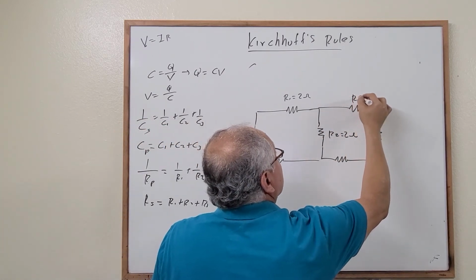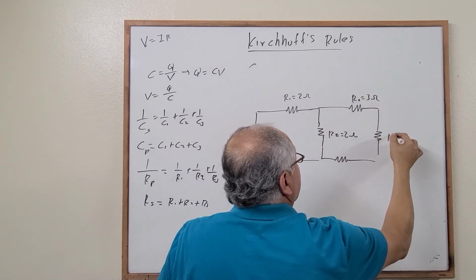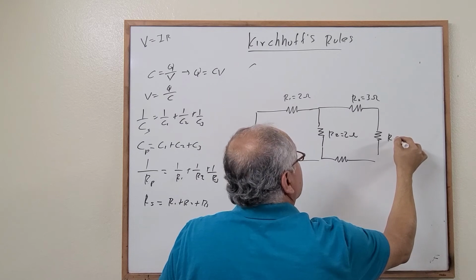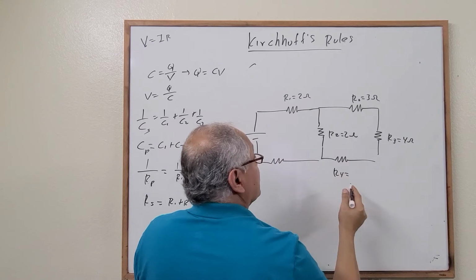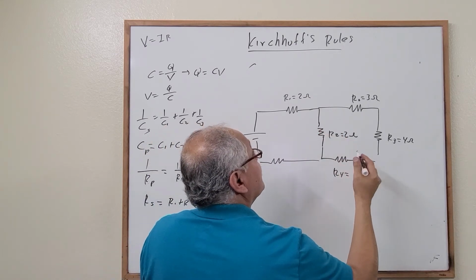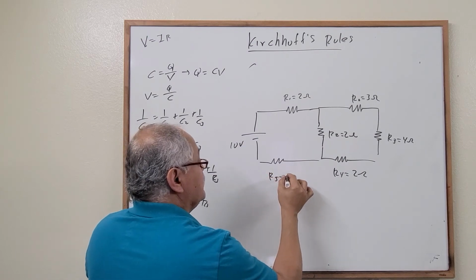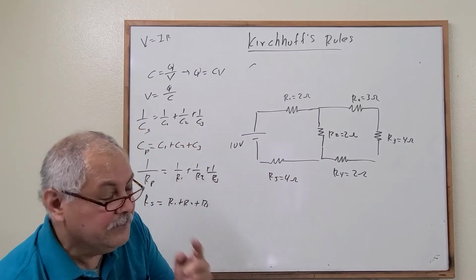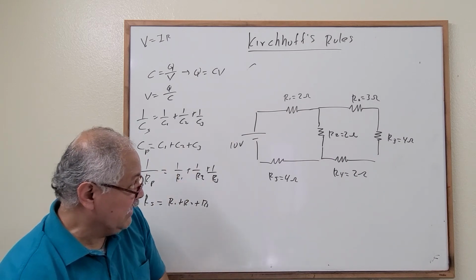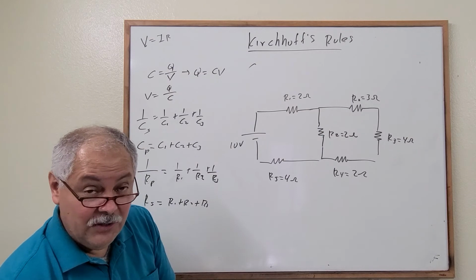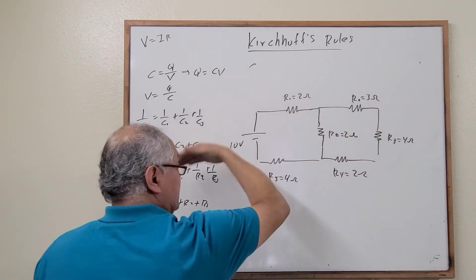Let's say this is R2 equals 3 ohms. Imagine this is R3 equals 4 ohms. R4 equals 2 ohms, and this one R5 equals 4 ohms. To make it easier, the same thing as before: when we have circuits with resistors only, usually we start with the right side, then go to the left side.